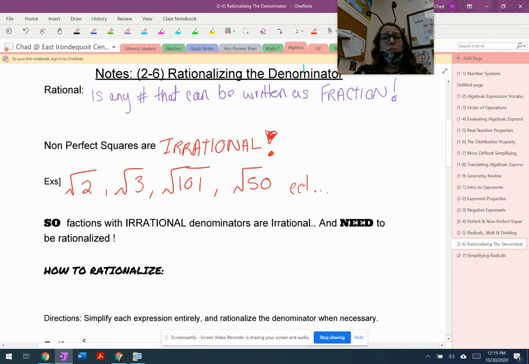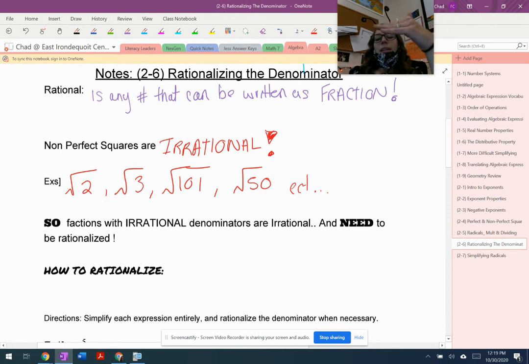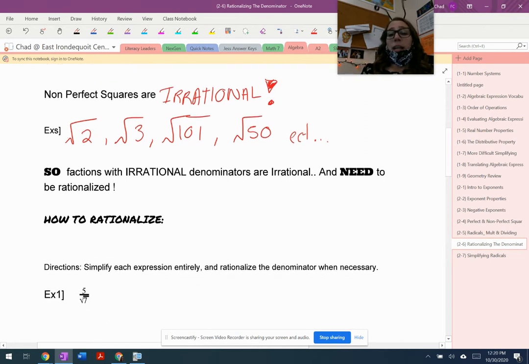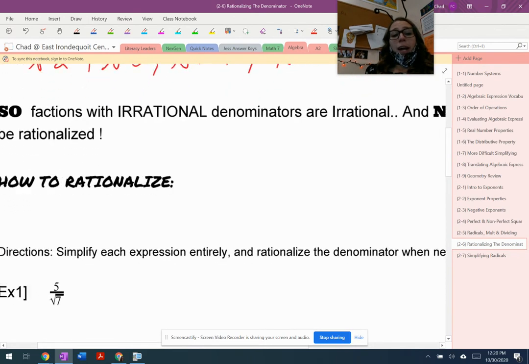So, if you think about it, this makes sense, because if we have a fraction that has an irrational denominator, that would be a rational divided by an irrational, which would result in an irrational number, which is completely contradictory to the point that a rational number is supposed to be a fraction. So, moral of the story and moral of this lesson is that fractions with irrational denominators, so like square root of 2, square root of 3, all those examples, need to be rationalized, and this lesson is going to teach you about that. So how to rationalize the denominator?